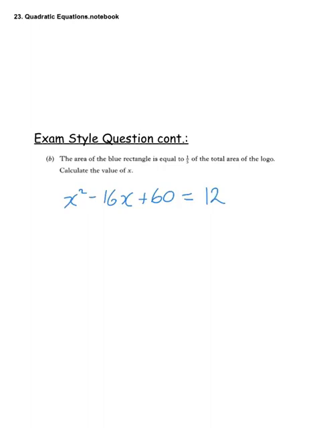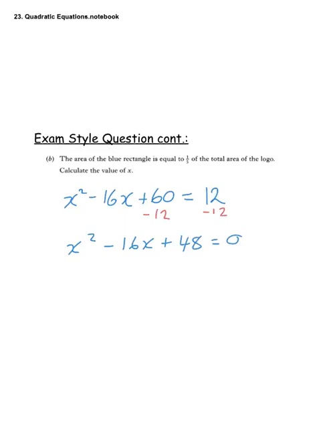Okay, so the first thing I'm going to do is I'm going to equate this to 0, because that's what we've been doing so far. We've been factorizing expressions that are equal to 0, and you need to have that before you can factorize an expression. So I'm going to take away 12 from here. I'm also going to take away 12 from here, and that will leave me with 0 on the right hand side. I get x squared minus 16x plus 48 is equal to 0.